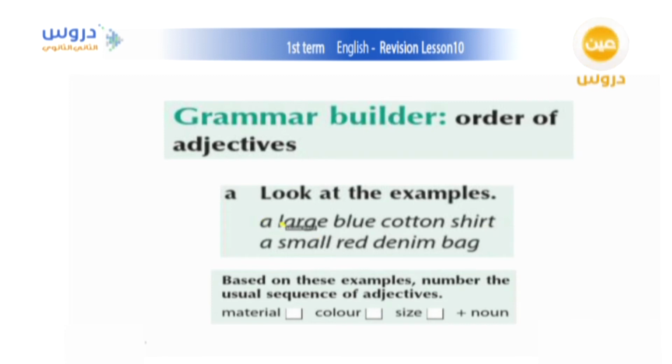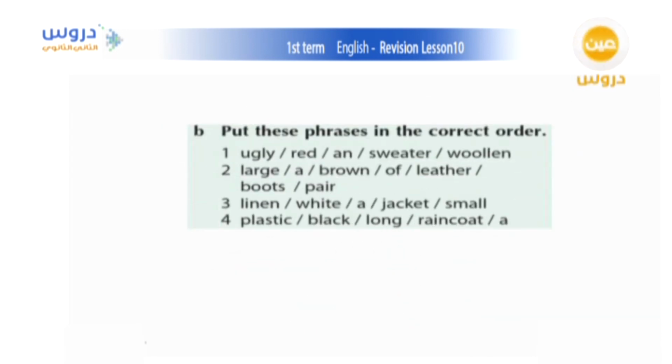So we have large, this is size, number 1, it's an adjective. Blue, it's an adjective, and this is number 2. Number 3, cotton, also an adjective, because it's a material. And the last one is shirt because it's a noun. So we start with size, color, material, and shirt. Just like this one. Small red denim bag. So small is a size, then color, material, and bag. So let's move on to put these in order.